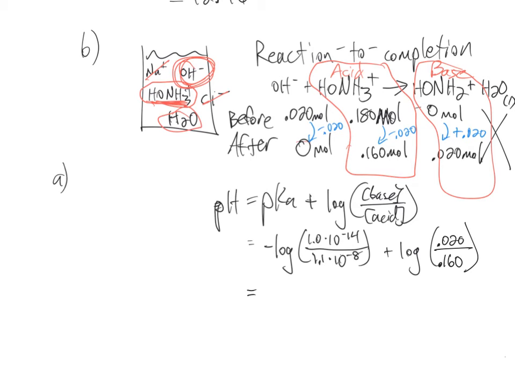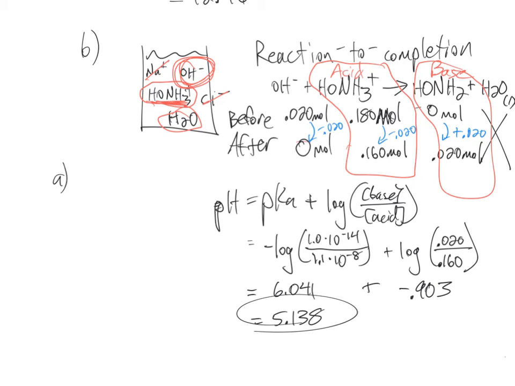So crunching a few numbers here, we arrive at 6.041 and negative 0.903. And if we add those together, we get 5.138 for part B.